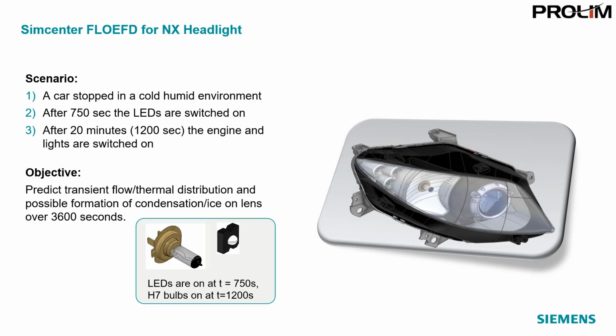Now the scenario that we are simulating here is that the car is stopped in a cold, humid environment, and after 750 seconds the LEDs are switched on, and after around 20 minutes, which is around 1200 seconds, the headlights are turned on. The objective is to predict the transient flow and thermal distribution and possible formation of condensation or ice on the inside of the lens, and then we'll see how turning on the engine and headlights and the heating effect takes away the condensation from inside of the lens over a period of 60 minutes.